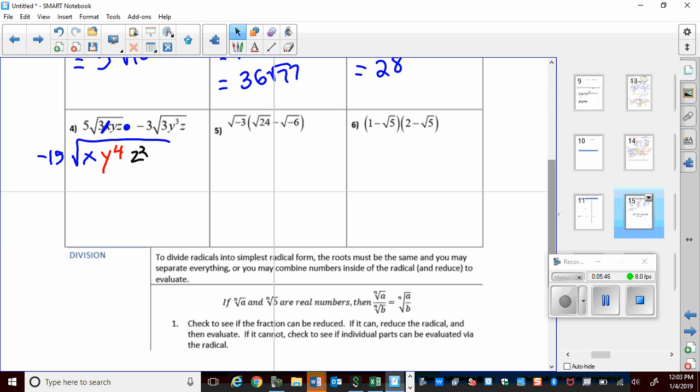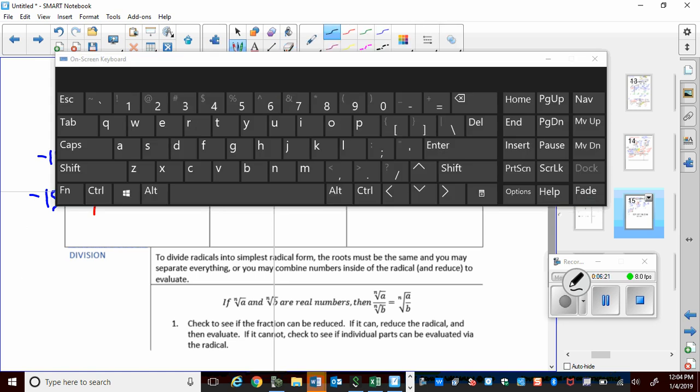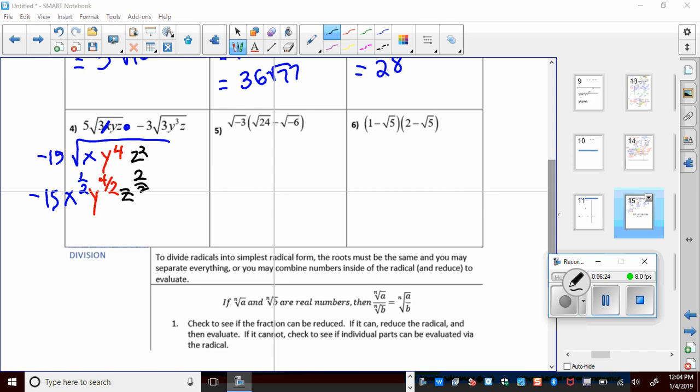So if I rewrite this, I have negative 15 square root of x, or we could rewrite that with fractions: x to the 1 over 2, y to the 4 over 2, and z to the 2 over 2. So simplifying, I can't do anything to that x. It's going to produce an odd number, so it's going to stay inside of the radical.